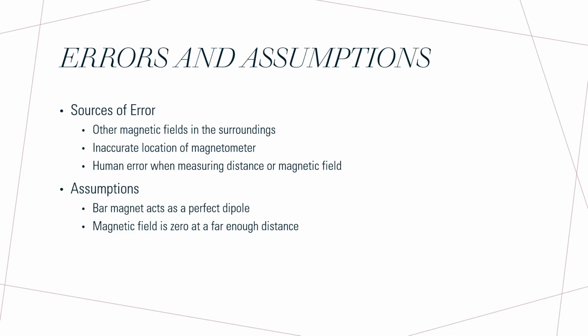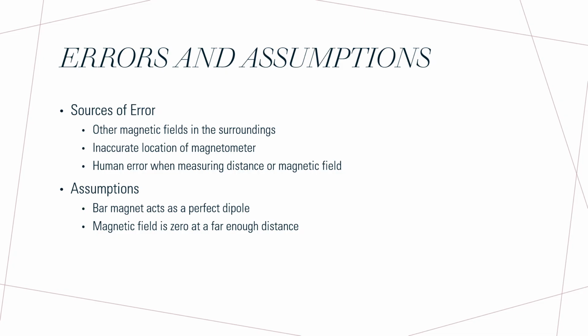Some errors and assumptions that could have happened during this lab. Sources of error: there could have been other magnetic fields in the surroundings. A lot of devices have magnets in them, and so if there was anything too close or anything we just didn't realize, it could have thrown off our measurements. An inaccurate location of the magnetometer, which is the app that we were using on the phone. If we were in a bad location, it also could have thrown off our values and given us numbers that are not accurate. Human error is always something that we have to account for because we are all human. We can make mistakes, and we could have made a mistake when measuring distance or the magnetic field.